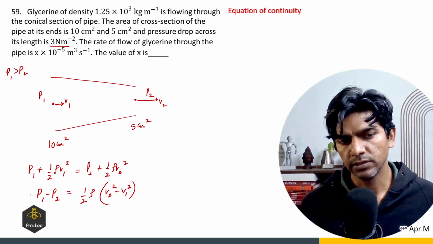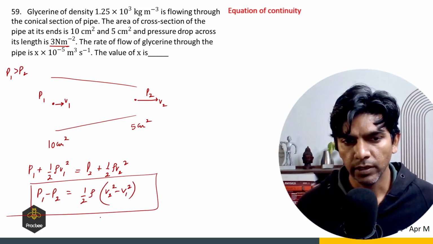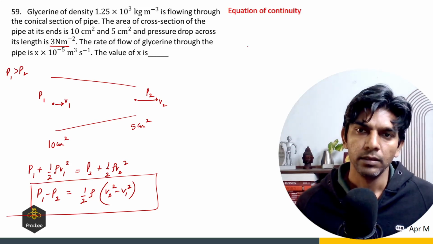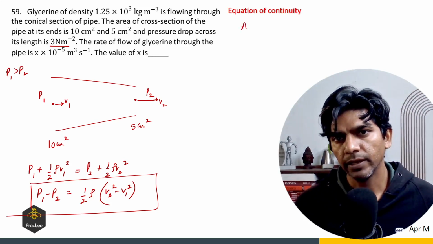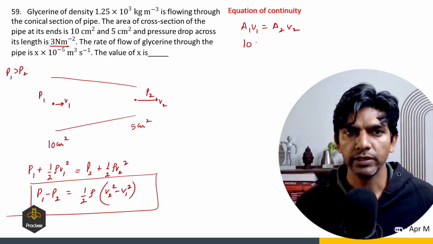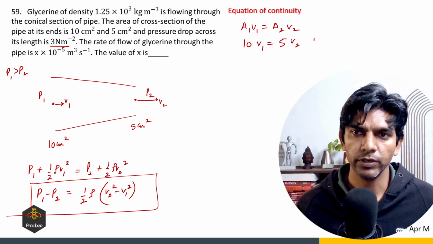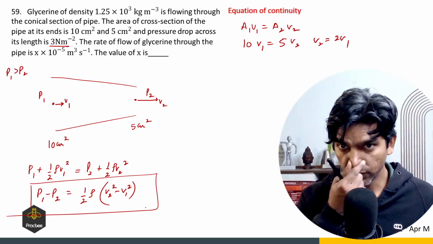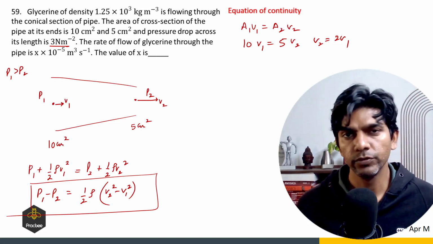Now this is our first equation, right? And how many unknowns do we have? V1 and V2 both are unknown to us. Now another equation will be the equation of continuity. So we can apply A1 V1 is equal to A2 V2, and A1 is 10, A2 is 5. So V2 comes out to be 2 times V1. And we want to find the flow rate. A1 V1 is the volume flow rate, and A2 V2 is also the flow rate.